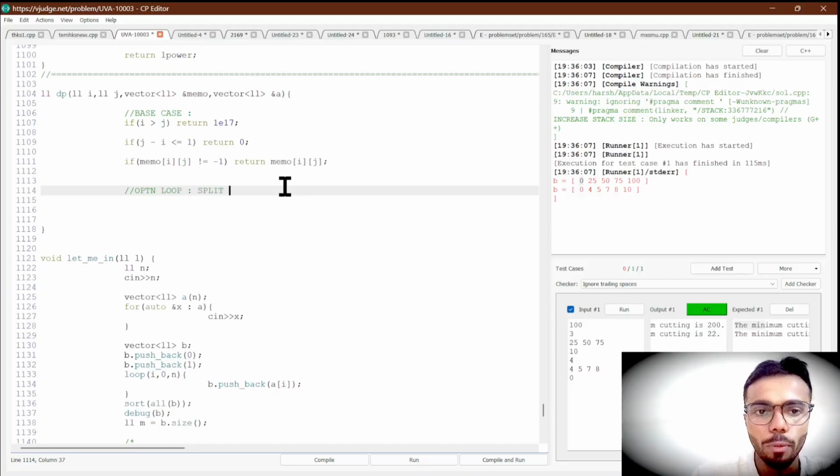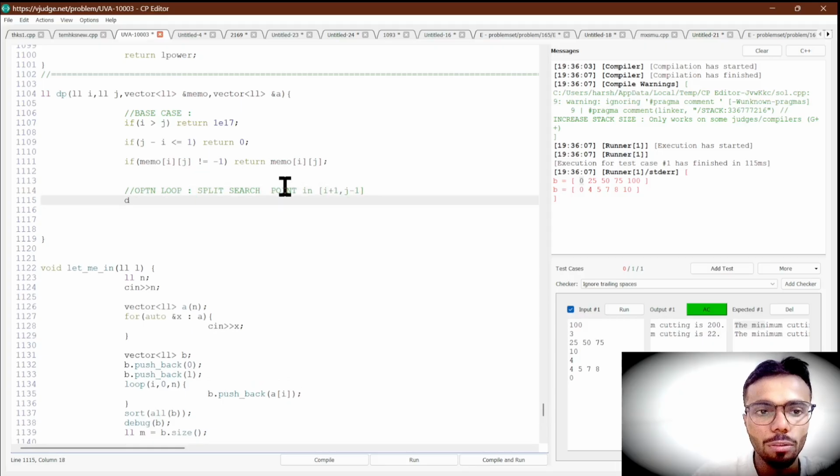The split search point, basically, because i and j are already sorted. So the split search point, I already told you, lies in the middle. So it will lie in the range i plus 1 to j minus 1. So what we do, guys, is iterate over the whole range of the split search point, that is k from i plus 1, while k is smaller than j, then k plus plus.